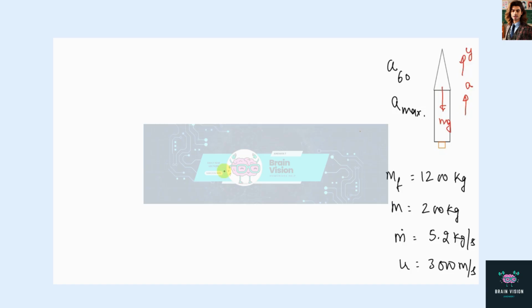Now to solve this problem we will be using the variable mass approach. By using this approach we can write that net force sigma F in the y direction will be equal to m dot u plus m v dot. Here m dot is the mass flow rate, basically the rate at which the fuel is burned, and m is the total mass of the rocket at the instant we have to calculate the acceleration.